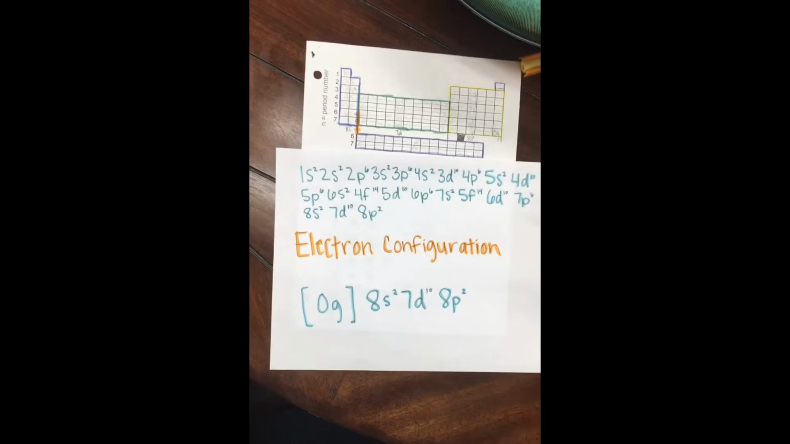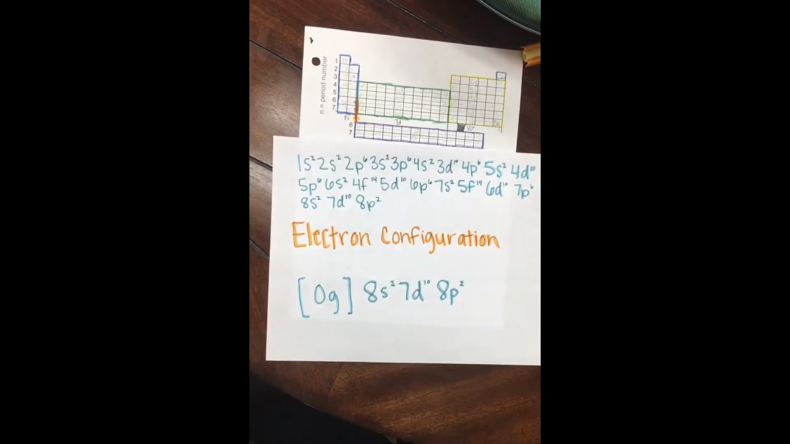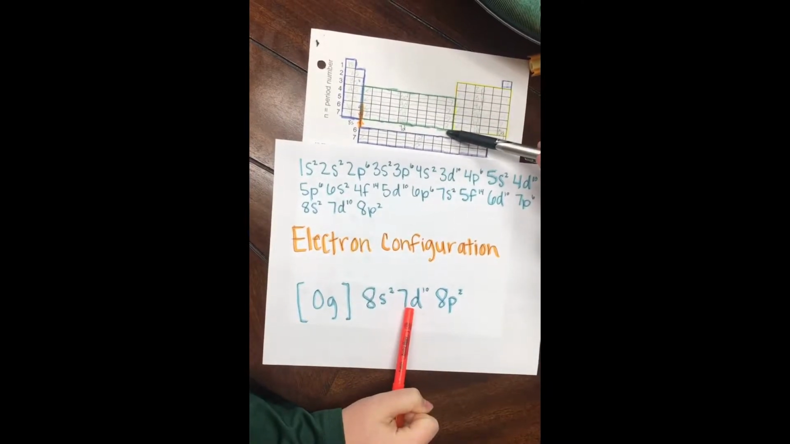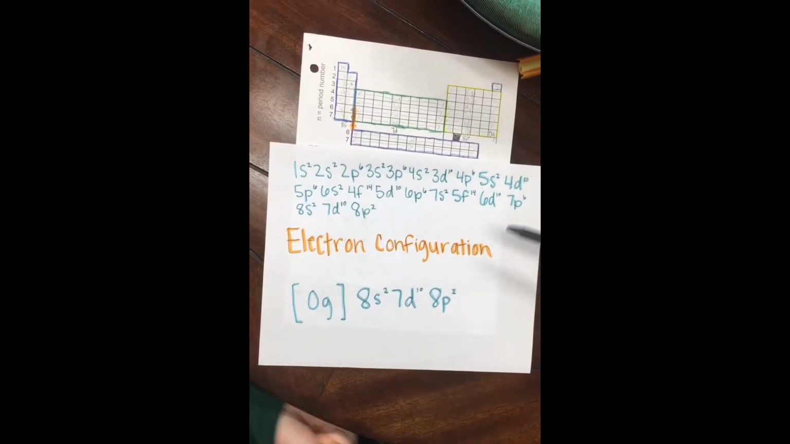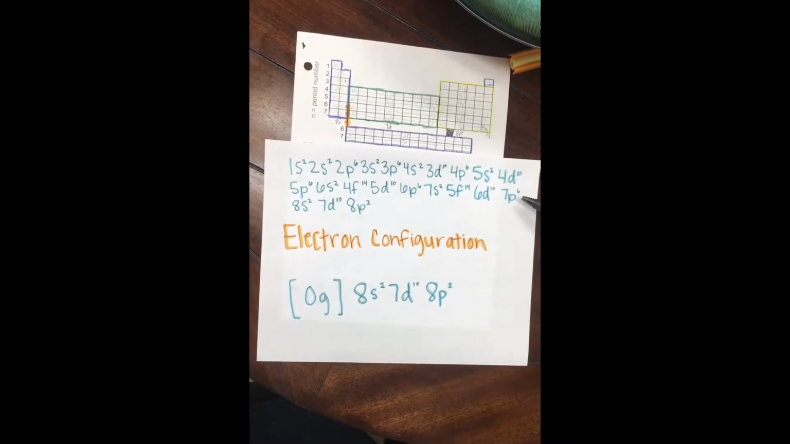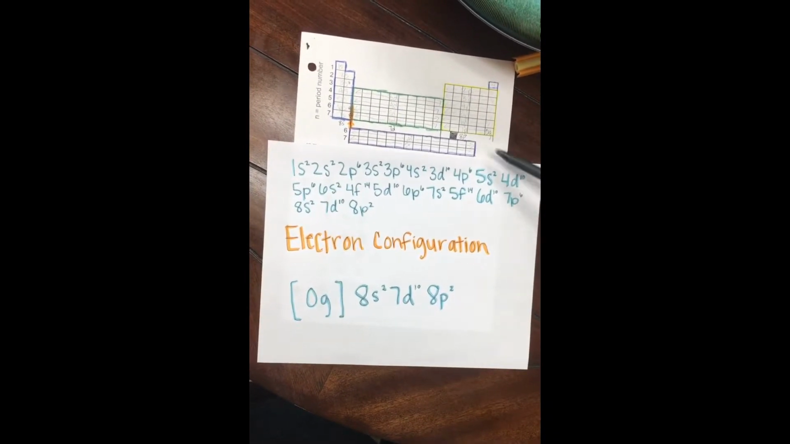Next, we figured out ethiopium's noble gas electron configuration, which starts at oganesson, then to 8s2, then to 7d10, and then 8p2. All of the superscripts of this electron configuration should add to 132 at the end to get ethiopium's atomic number.